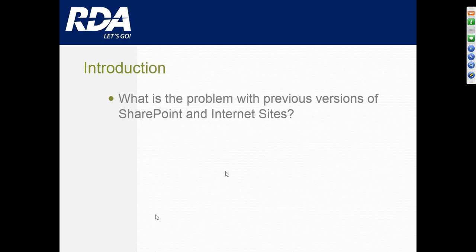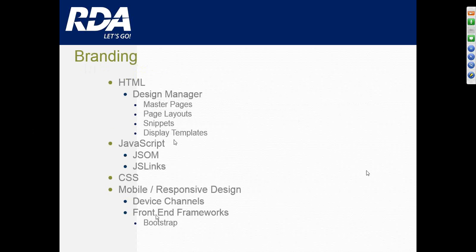So the main goal of the SharePoint 2013 changes related to internet sites is to overcome all these issues. And like I said originally, we're going to focus on the main categories that the public website needs to be good at to be a very effective website. So let's start with branding.